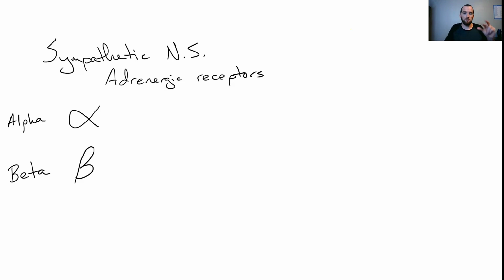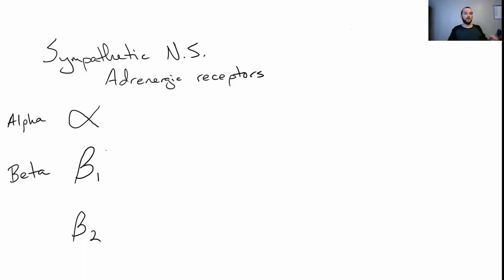And we're going to do a slight split, and we're going to talk about beta 1 receptors and beta 2 receptors. We're going to talk about alpha just as a broad category. The reality is there's alpha 1 and alpha 2 receptors that have slightly different things. We're going to keep it simple right now, though, and just talk about the one main thing that we're going to talk about with alpha receptors. So alpha and beta receptors, specifically alpha and beta 1 and beta 2 receptors.